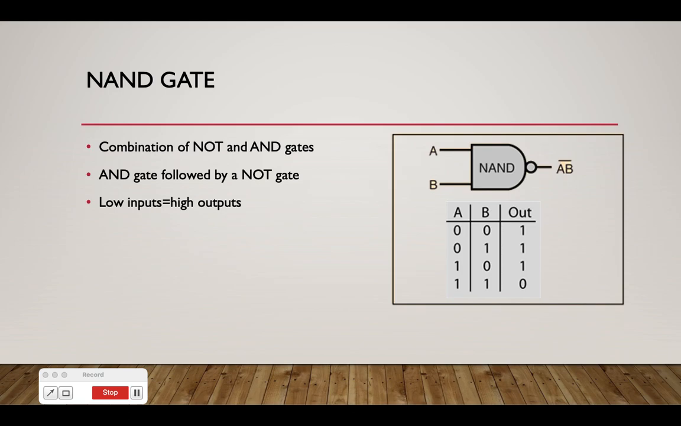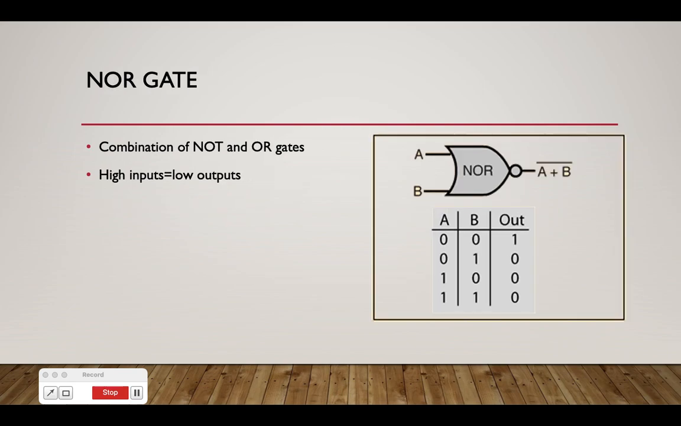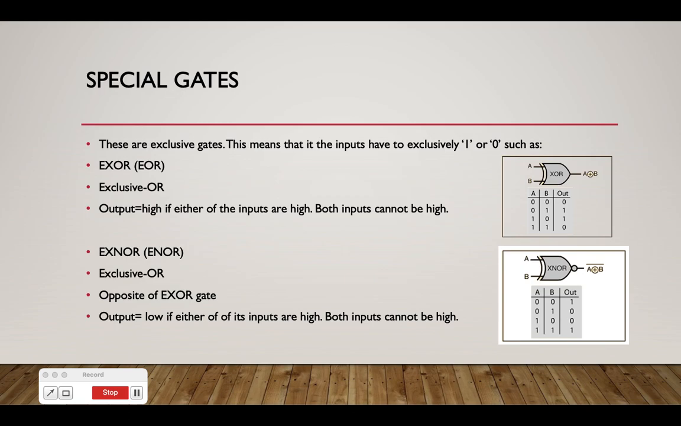So now we're going to talk about the different types of logic gates. The NAND gate is a combination of the NOT and the AND gates, and it's an AND gate followed by a NOT gate. So in this type of logic gate, the low inputs equals high outputs. Next we have the NOR gate. It's a combination of the NOT and the OR gates, and then high inputs equals low outputs.